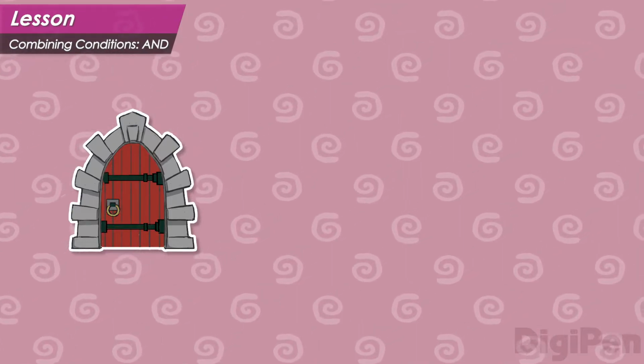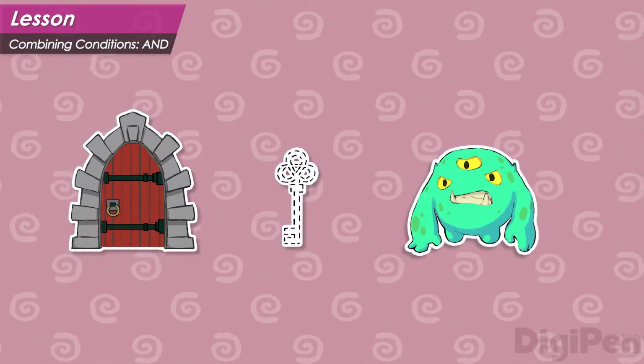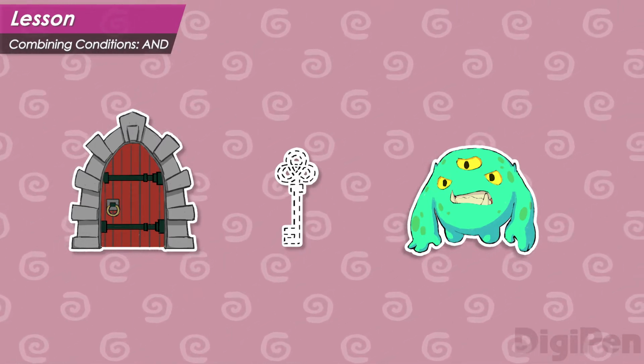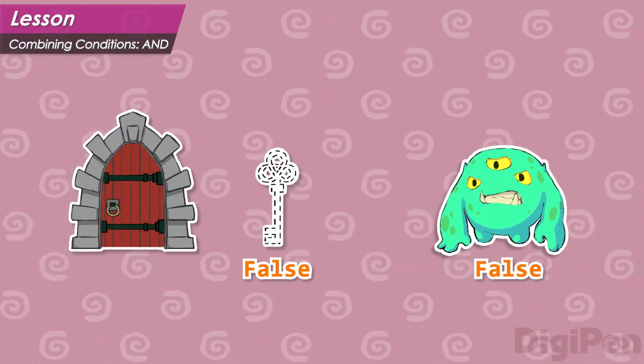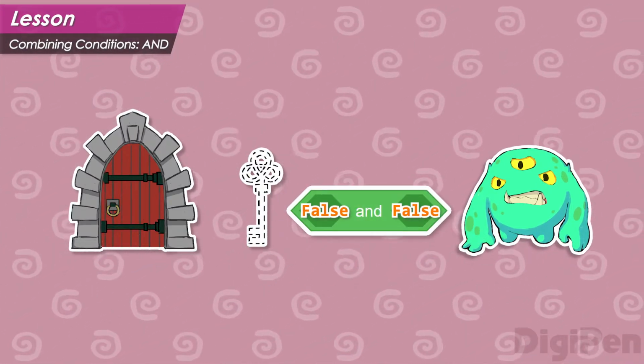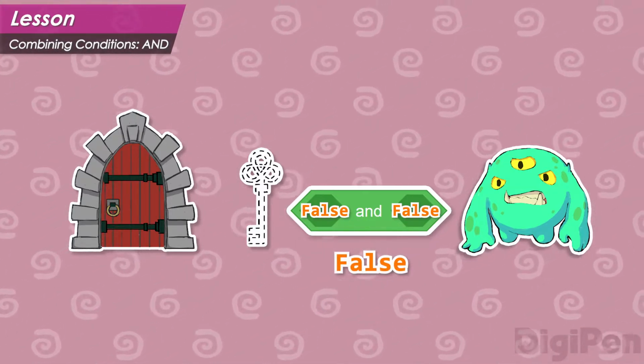Imagine the player reaches the door, but they have neither found the key nor defeated the boss. This means foundKey equals false and defeatedBoss also equals false. The AND block looks at the 2 slots, and since they're both false, it's also false. The door does not open.